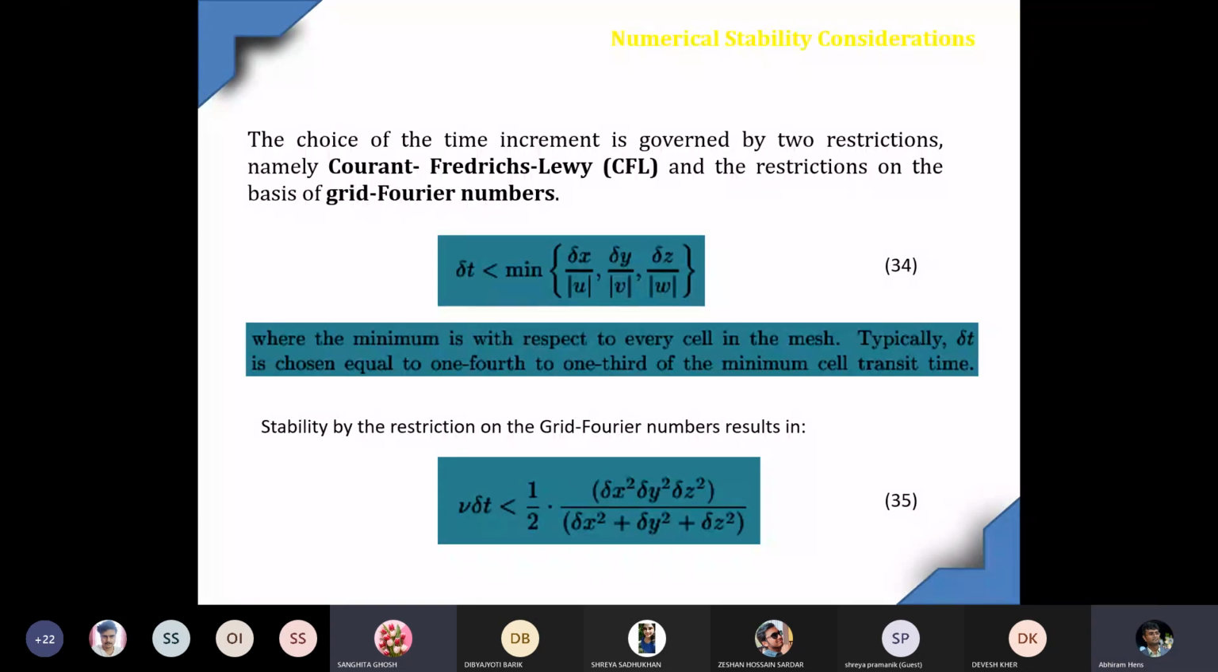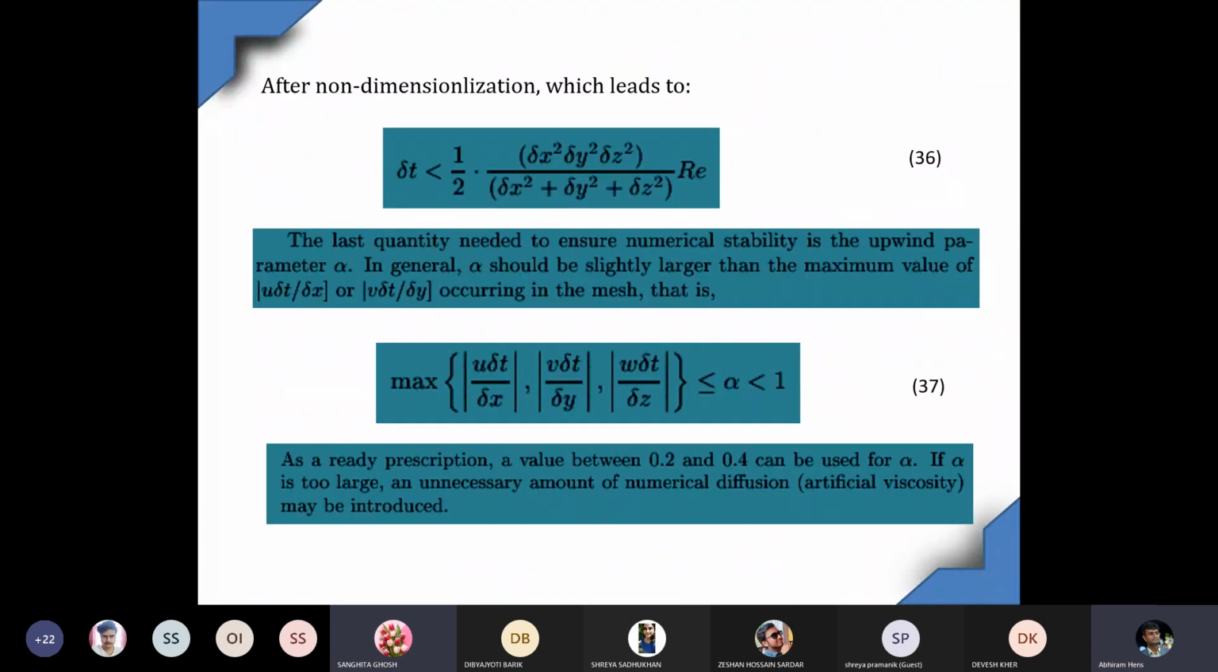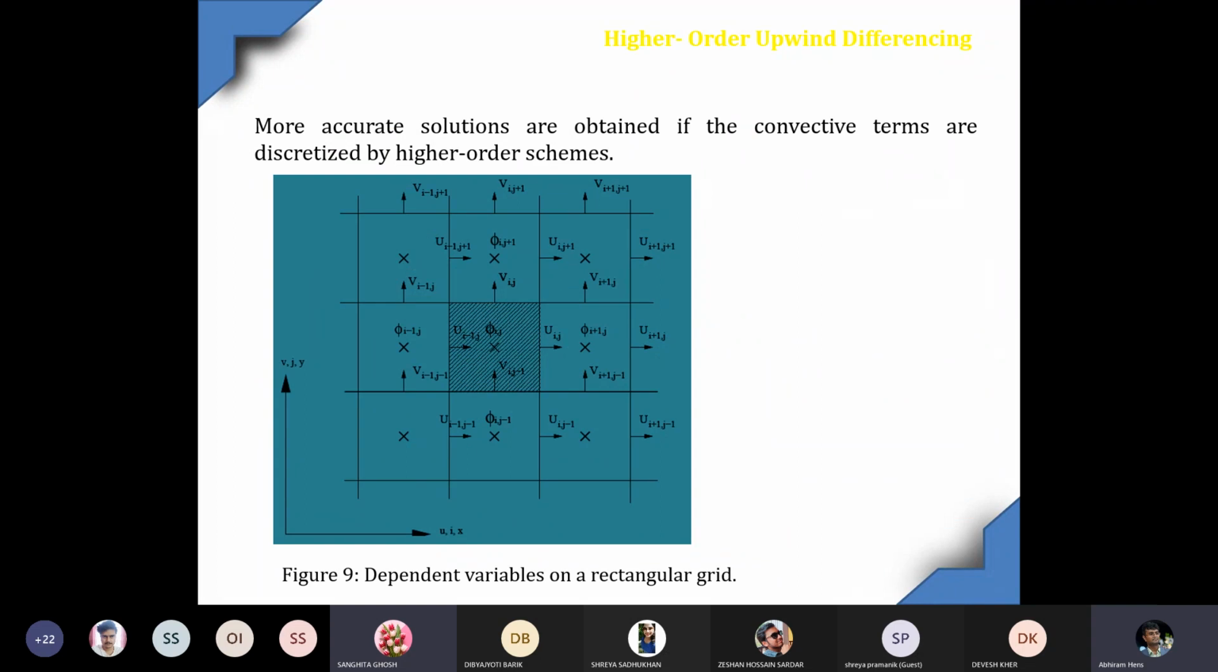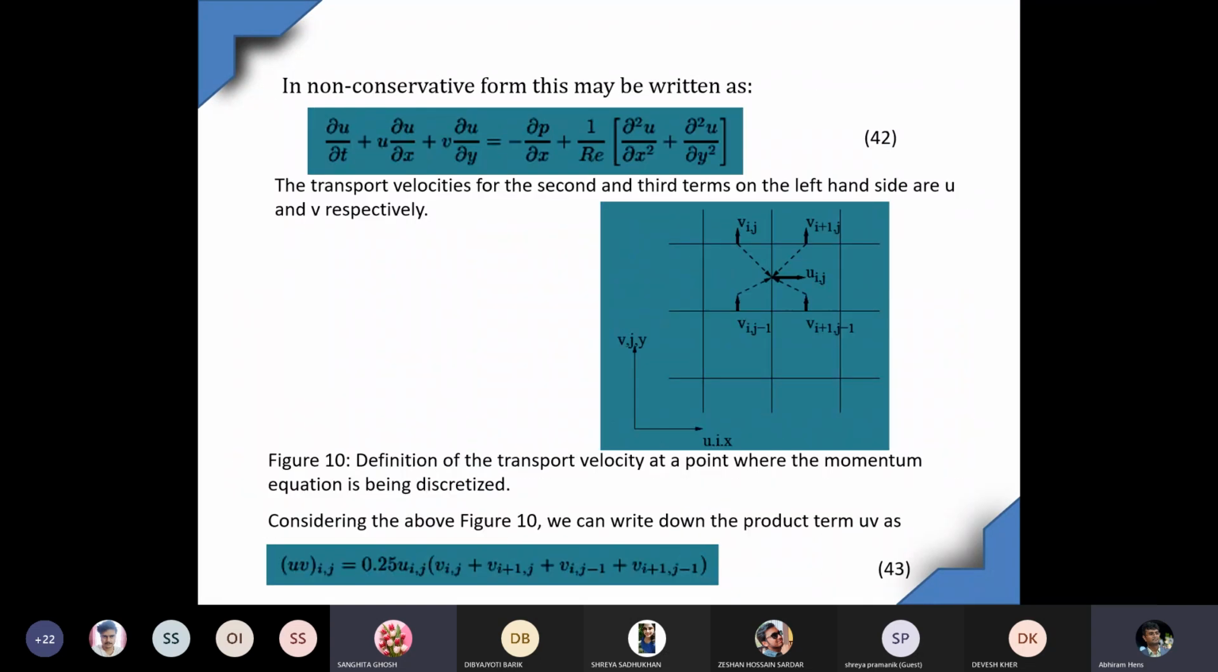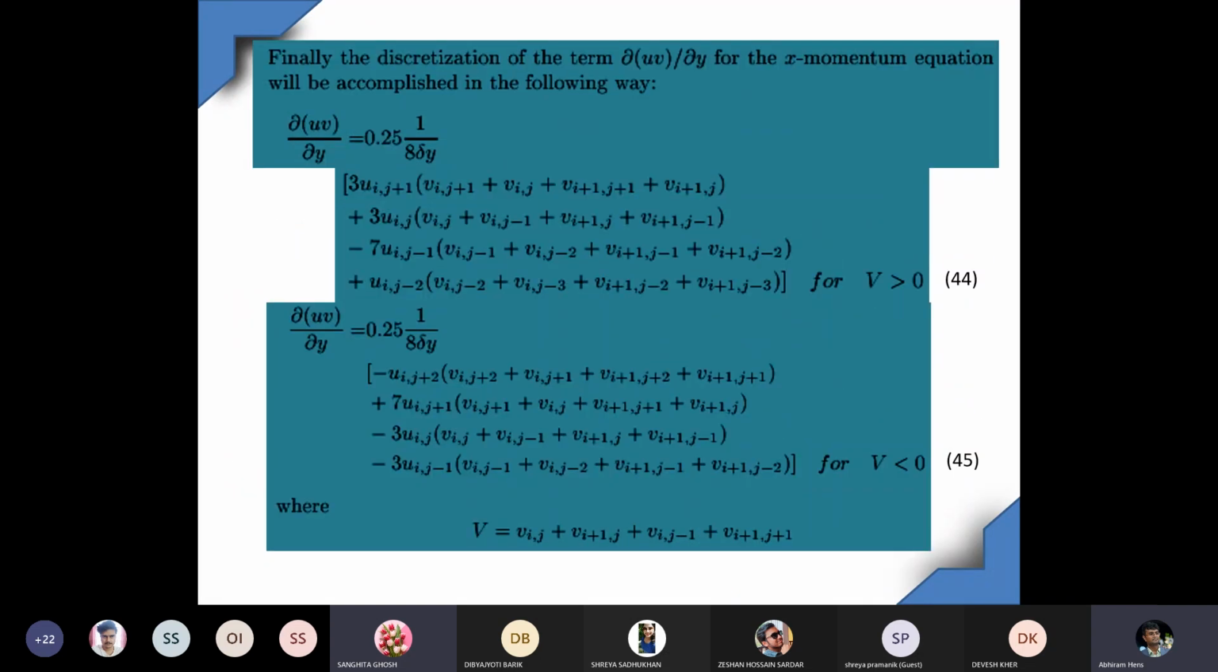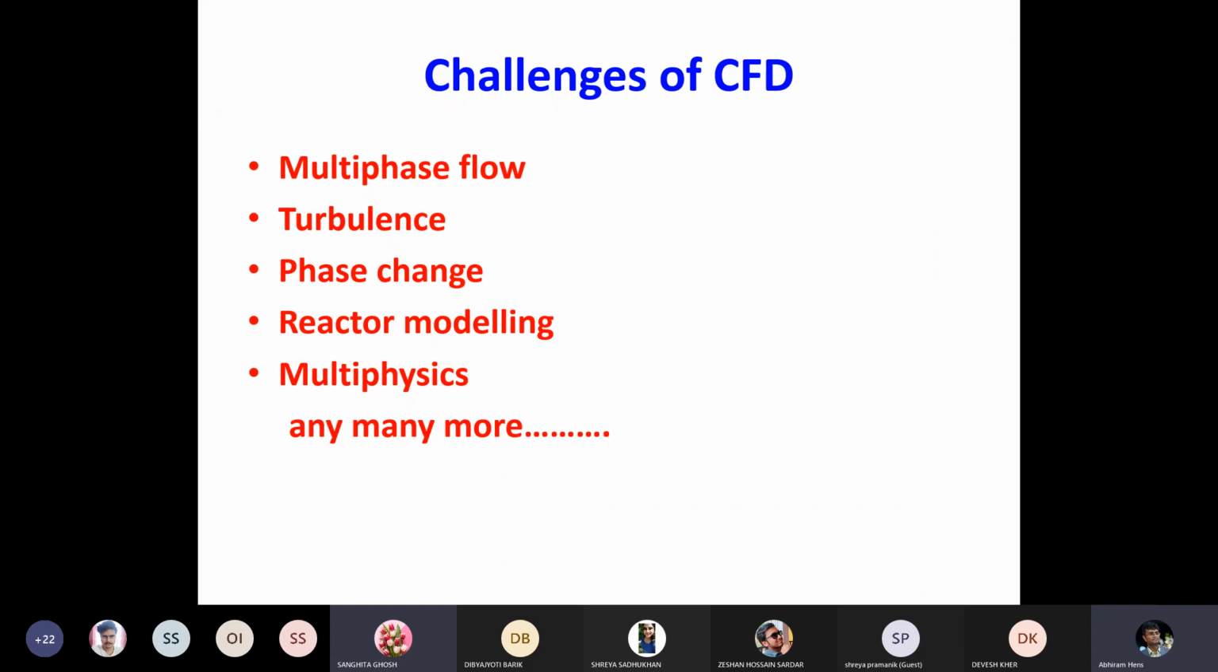And these are some numerical stability criteria, the CFL criterion and the von Neumann stability criterion. There are many methods to check stability. I am not going through the details of those things, but let me tell you that this is the mathematical background of CFD.